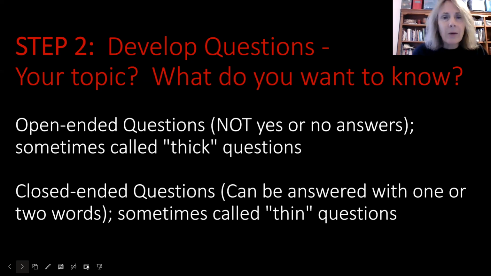So, for instance, if I wanted to know a question like who ever made the first cheesecake or who made the first recipe for a cheesecake, that might be a little bit of a closed ended question. I might actually get a person's name. So, in a way, that's kind of a thin question.